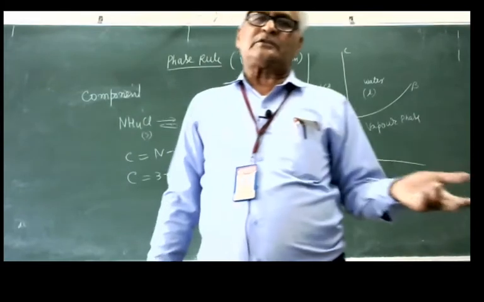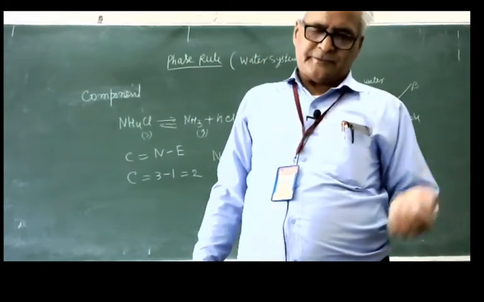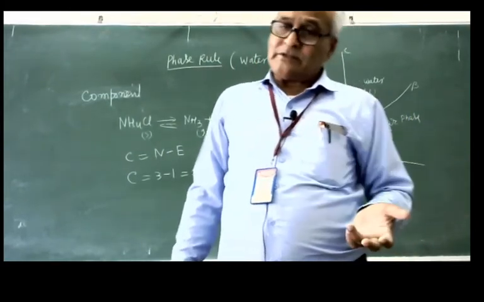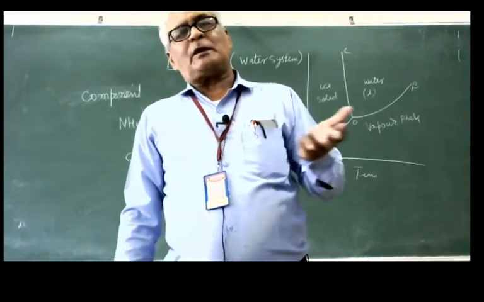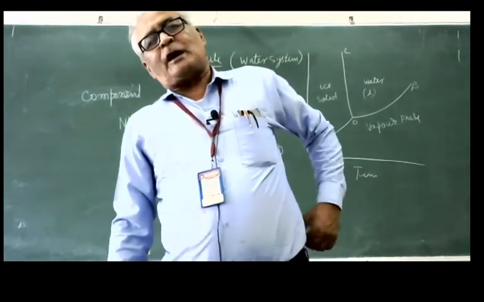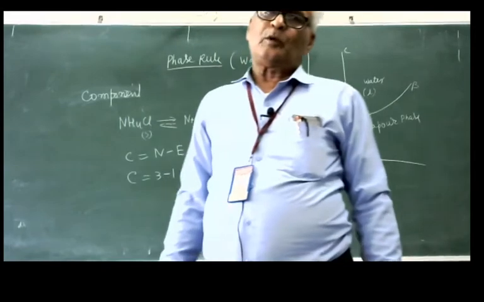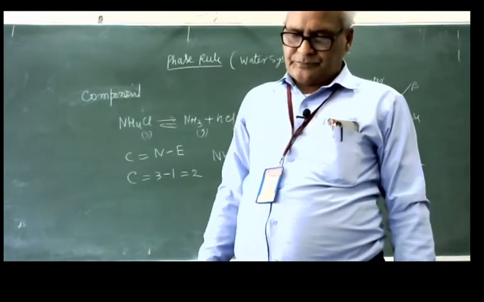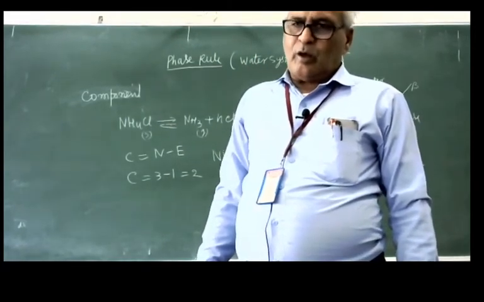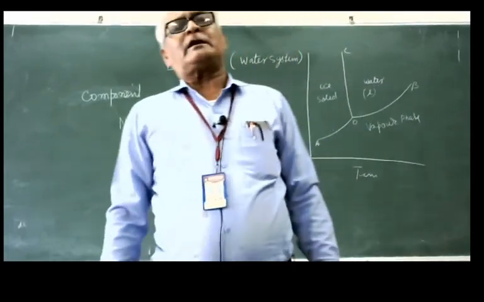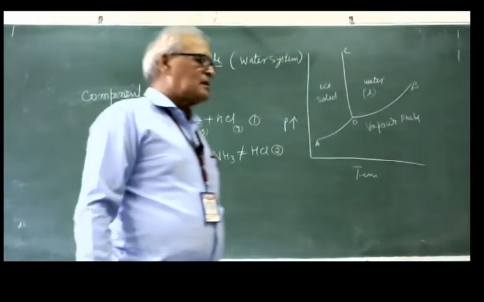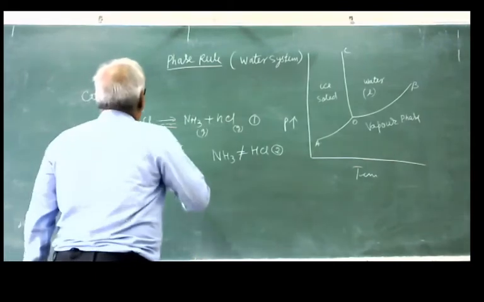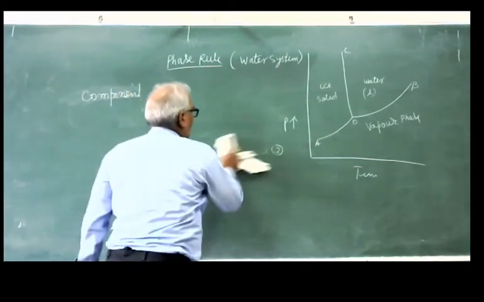So you can say the system becomes binary. Otherwise, if an equal number of ammonia and HCl are formed, it is a monocomponent system. So in this way, we can very easily calculate the component and understand about the component.